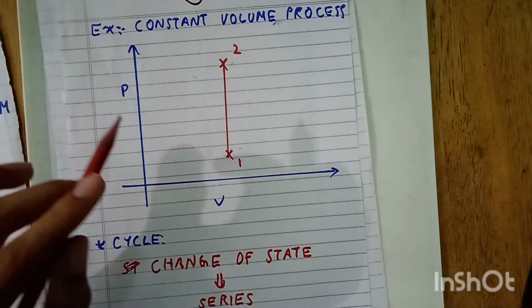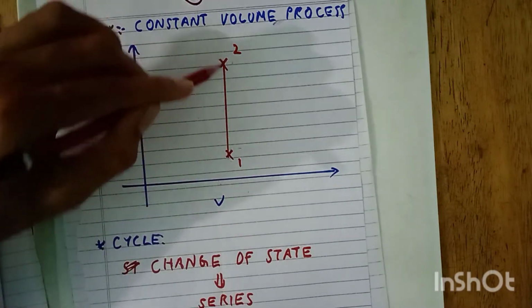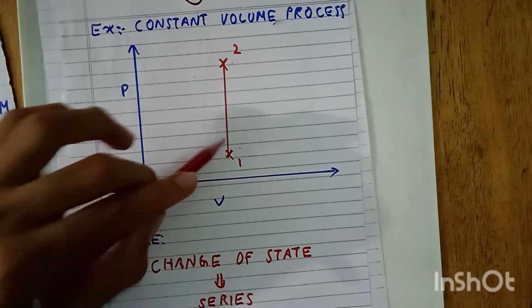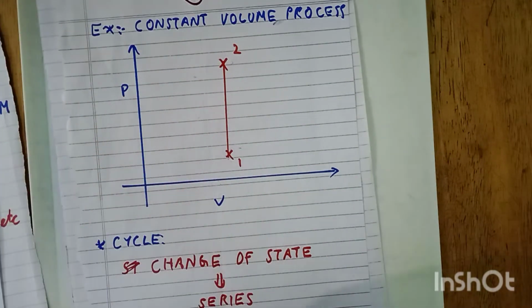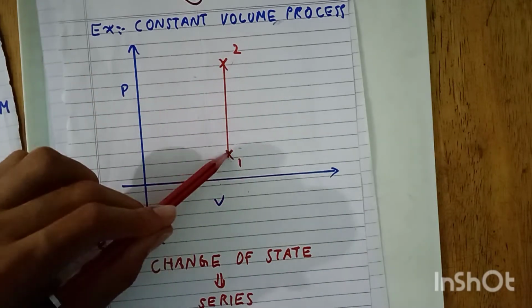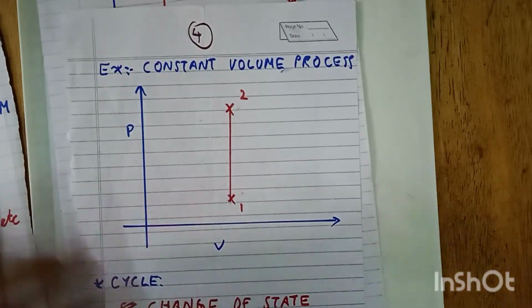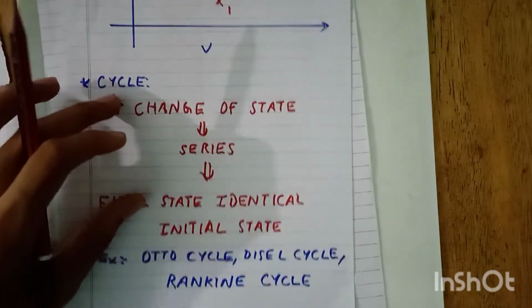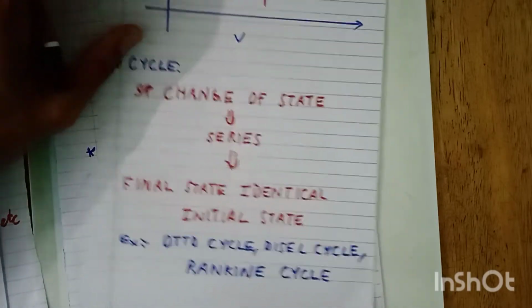So the path is a succession of states passed through during a change of state. It has a specific path, and that is what we call a process. When it has a specific path, that change of state is called a process. An example is the constant volume process. Next is cycle. Moving on, you will understand the terms one by one.